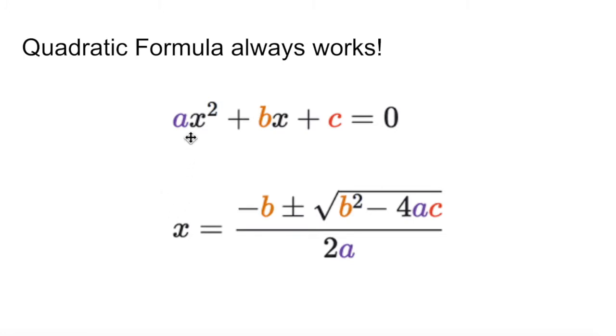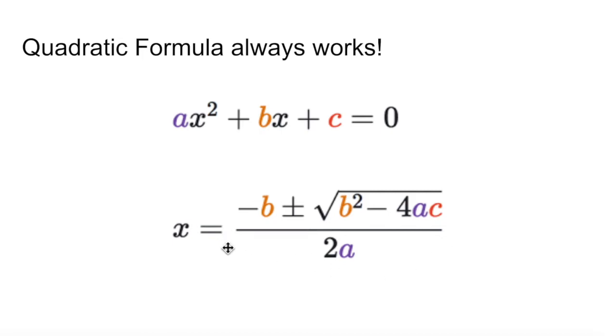Given an equation ax squared plus bx plus c equals 0, that's our standard format for our quadratic equations, we can solve for values of x by using this quadratic formula. Negative b plus or minus the square root of b squared minus 4ac, over 2a. So we're going to figure out what the values of a, b, and c are. We're going to plug them into this equation, and then we're going to solve.